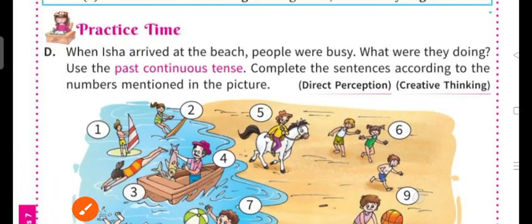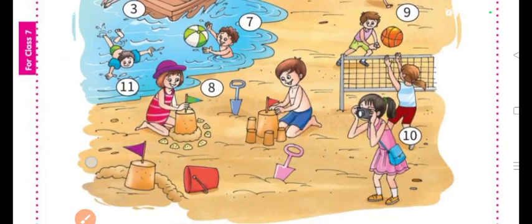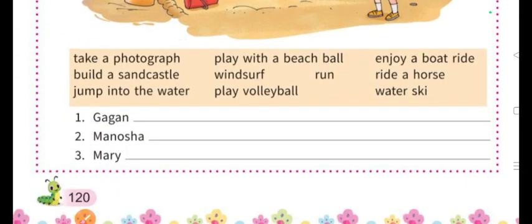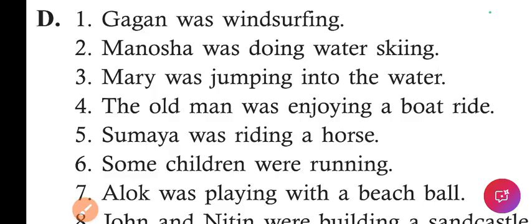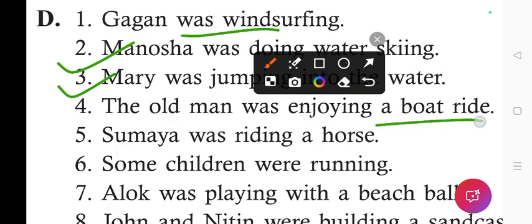Alright, so just look at the picture carefully and then we are supposed to use the past continuous tense. Space is already provided to solve and clues have already been given. So let's do that. For the first one, in the picture there is Gagan, right? So we will make the sentence: Gagan was wind surfing. Next, Manosha was doing water skiing. Mary was jumping into the water. Next, the old man was enjoying a boat ride.